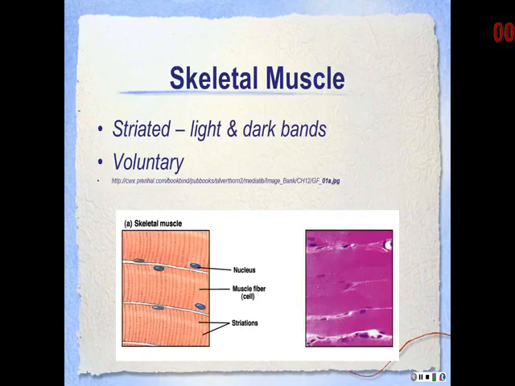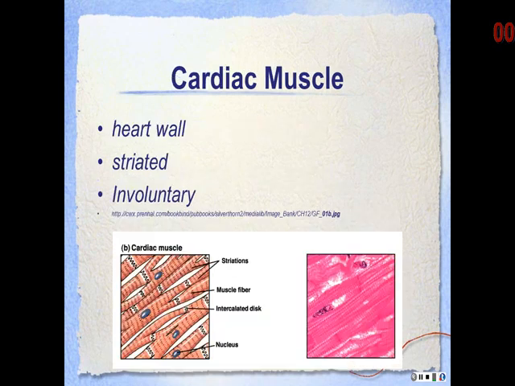Skeletal muscle is striated in its appearance with light and dark bands. Striated is another way of saying it appears striped. This muscle attaches to the skeletal system and is under voluntary control, which means you have conscious awareness and choice of its contraction. The cardiac muscle is found in the heart wall.